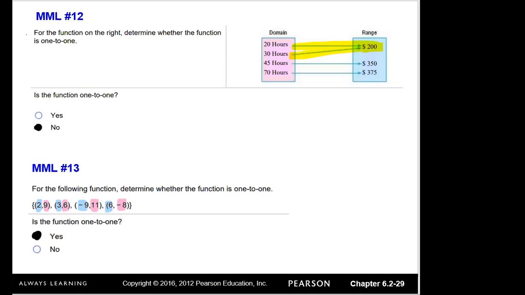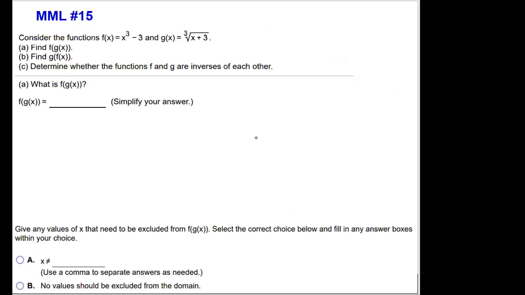Okay, number 15 has multiple parts, A, B, and C. They give you two different functions, f of x and g of x, and they say find f of g of x, and then find g of f of x, and then determine whether f and g are inverses of each other. Okay. So I'm going to call f of x the blue function and g of x the red function.